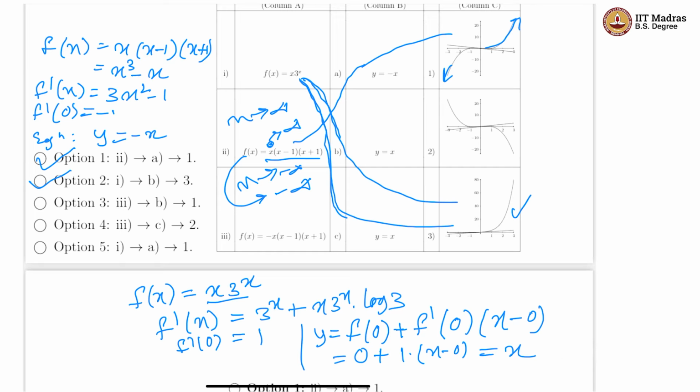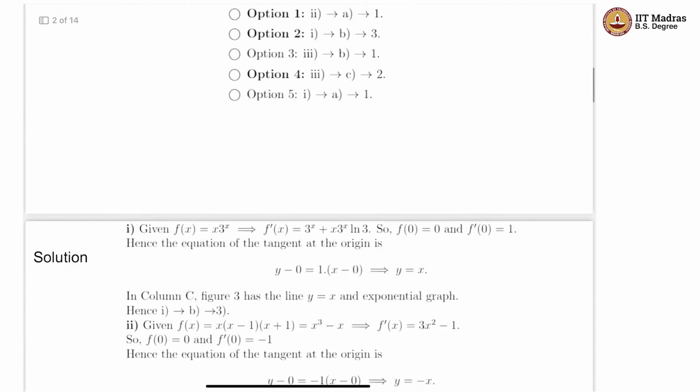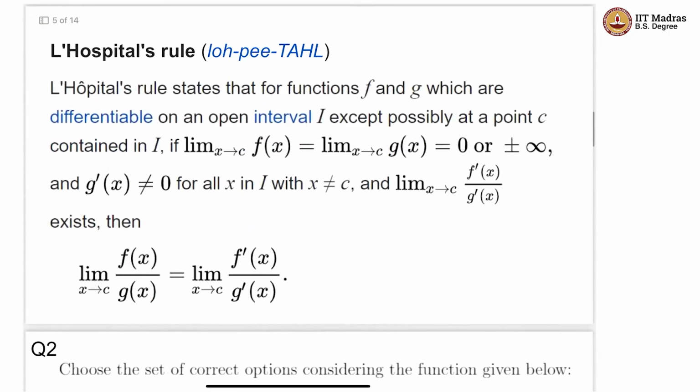Okay, similarly for this curve we can check, this will go to b and c, then 2. That means 3b1 is incorrect, 3c2 is correct, and this is incorrect. Okay, so this is how we can solve this type of problem. Okay, let's move to the next question.